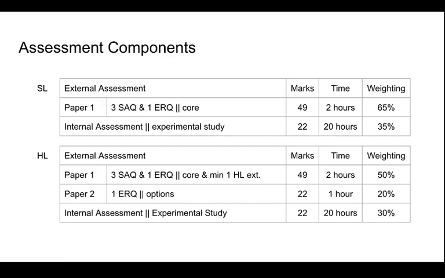Keep in mind that the weighting of these has changed significantly if you're taking the exams. As you can see for SL, it's 65% of your grade. It's only one paper, so make sure you're doing really well. Same goes with HL, especially on paper 1. It's now 50% of your final grade if you're doing your exams.